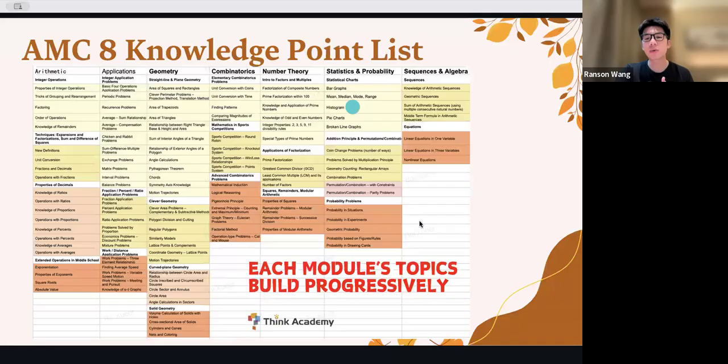What we do is build it progressively. For example, this semester we learn prime factorization, and next semester we're going to learn the number of factors theorem using the basics of prime factorization. Each semester we learn 4 to 5 modules of topics, but each of them is based on the previous semester. This is how we help our students build this progression and finally get a high score in the MCA.